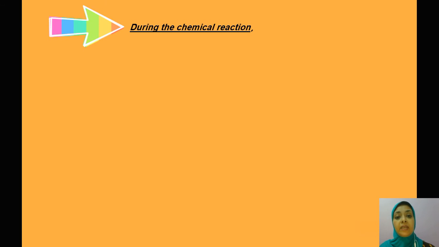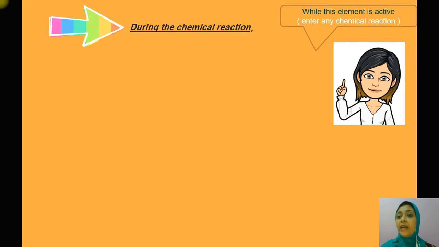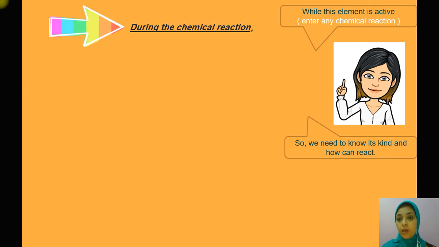So during the chemical reaction, the element is active if it gains or loses electrons. What about the inert gases? They are not active, or inactive. So we need to know its kind and how it can react.